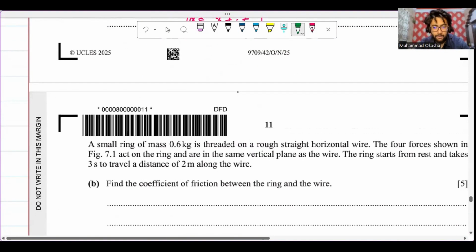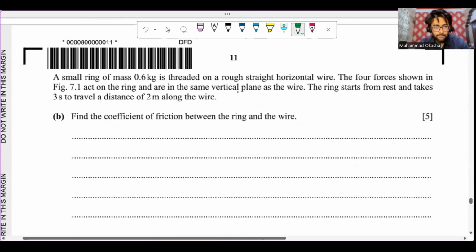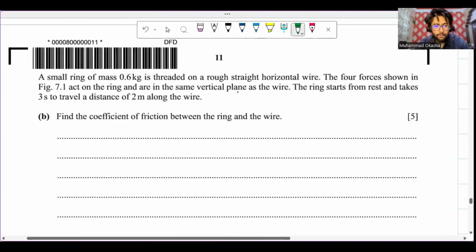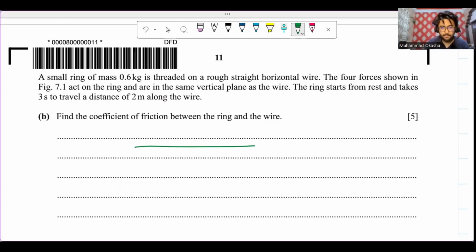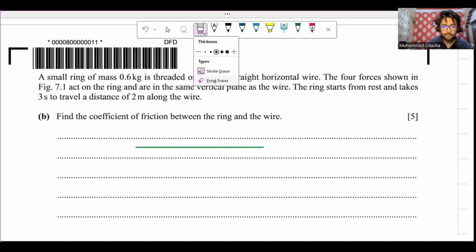All right. Last part of the question. It says a small ring of mass 0.6 kilogram is threaded on a rough, straight horizontal wire. So we have a rough, straight horizontal wire, which means it's going to be something like this. That's a rough, straight horizontal wire.